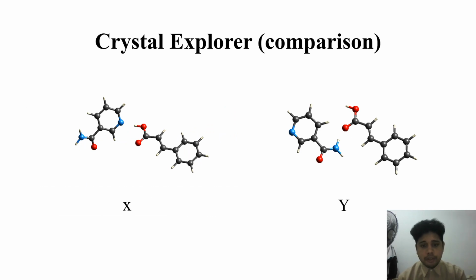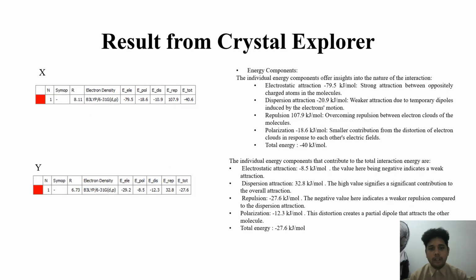For comparison, we compare the synthesized co-crystal, which is X, with the Y co-crystal, which is nicotinamide and cinnamic acid with a different orientation. And here is the result for the energies calculation from Crystal Explorer for both co-crystals. We can see the total energy for co-crystal X is -40 kJ per mole, and for Y is -27.6 kJ per mole.